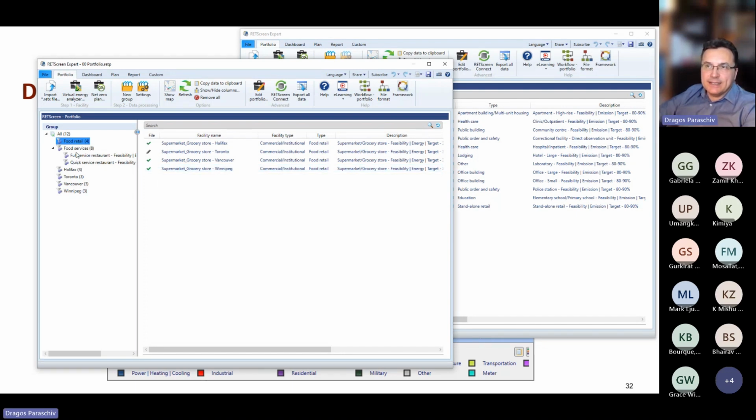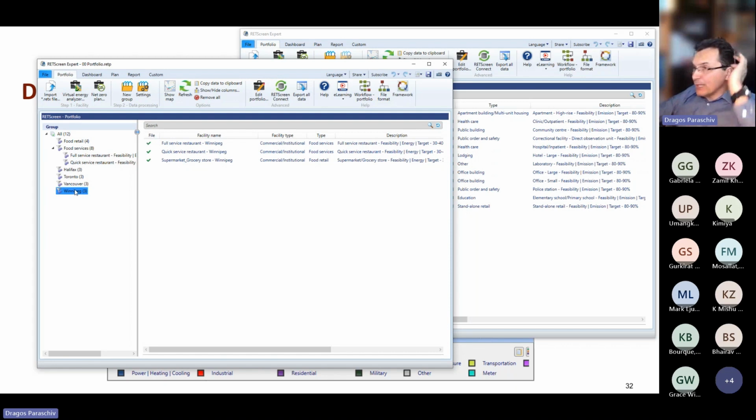We can organize this by category, so I have grouping under food retail, and grouping under food services, and in food services we created two subgroups. So organization of your facilities in various clusters is extremely easy. We can also organize by geography. So Halifax, we have 3 facilities, then Toronto, Vancouver, and Winnipeg.